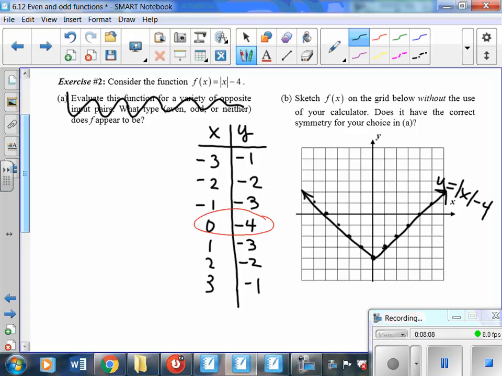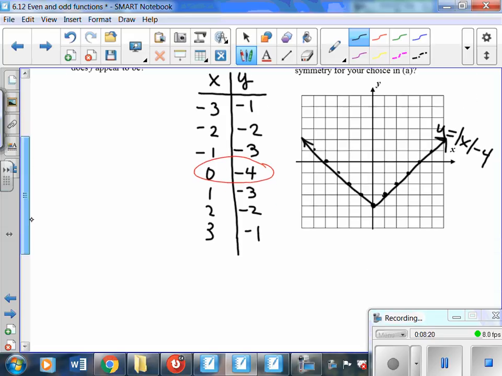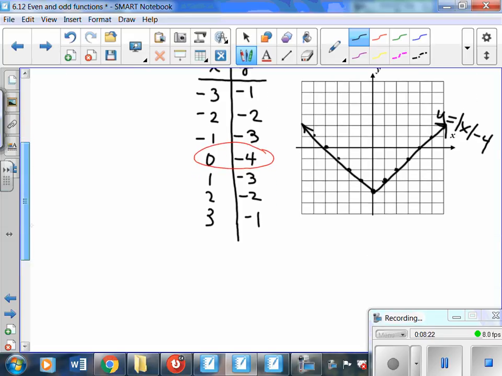Okay, so then it says, does it have the correct symmetry for your choice in A? Because in A, we were supposed to guess what kind of symmetry it had. But we don't have to guess because we can just always throw it in a calculator and take a look at it. All right, so what type of symmetry is this? Hopefully it's pretty obvious to you because it's symmetric around the y-axis. This is an even function.